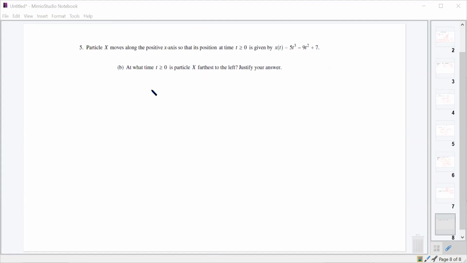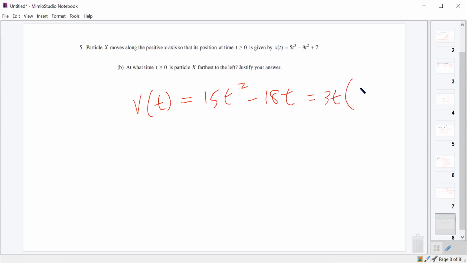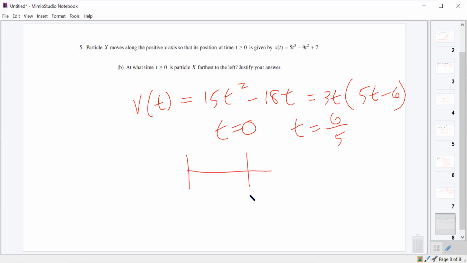So we will just figure out its velocity equation. V of t ought to be 15t squared minus 18t, which if we factor out a 3t from that gives us 5t minus 6 and tells us t equals 0 and t equals 6/5 are critical values there. We're not concerned about anything less than 0, so we'll just put 0 and 6/5 on there.